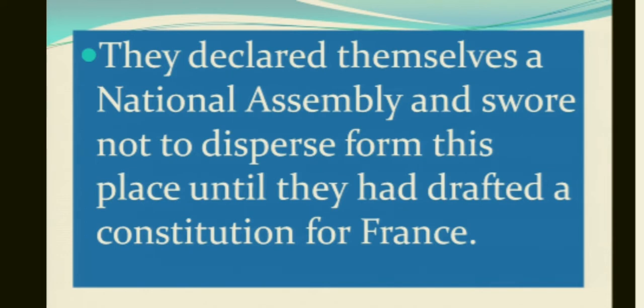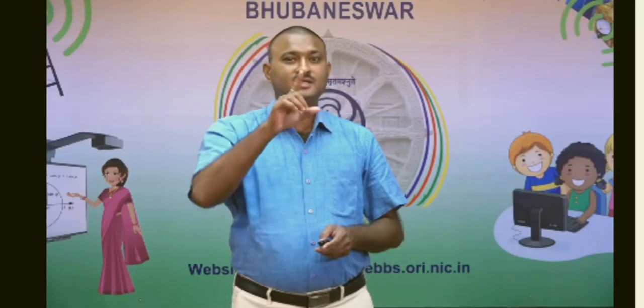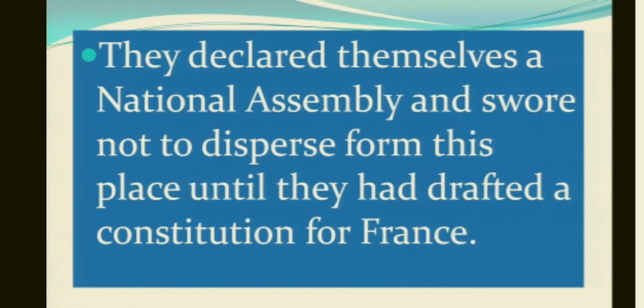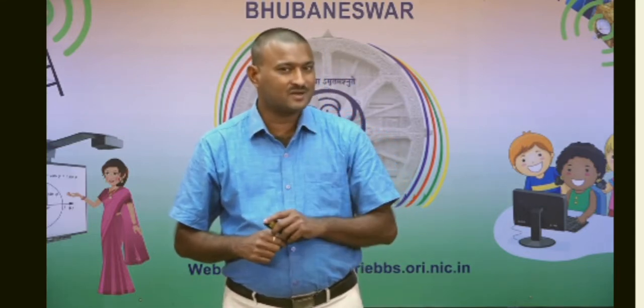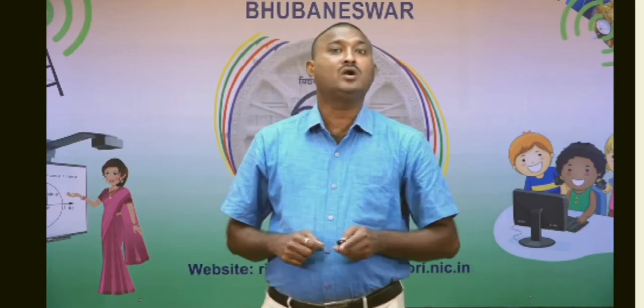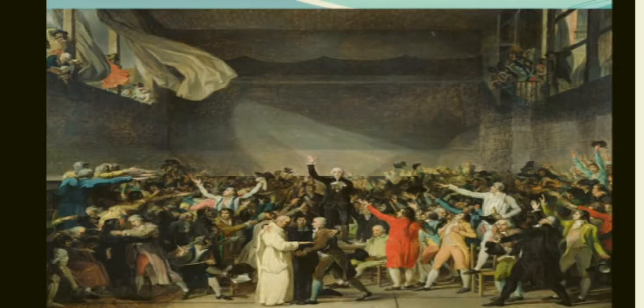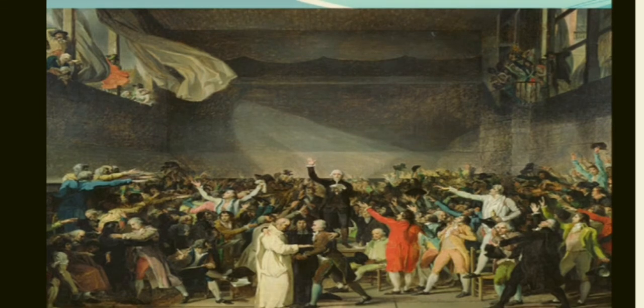And there they took the oath not to disperse from that particular place until they had drafted a constitution for France. They assembled in the indoor hall of the tennis court at Versailles and took the oath. What was the oath? Not to disperse from that place until they drafted a constitution for France. Just see the picture, how the members are assembled there in the indoor tennis court, and there they raised their voice against the king.